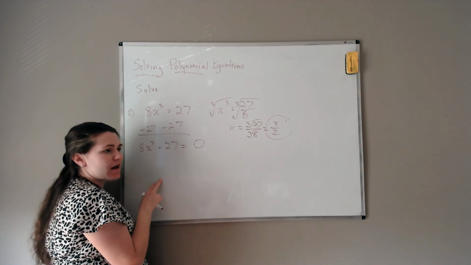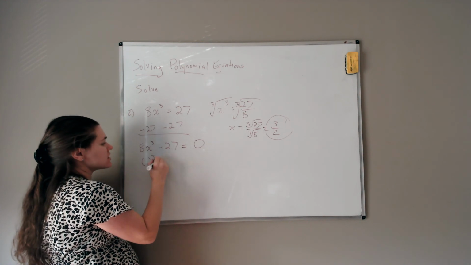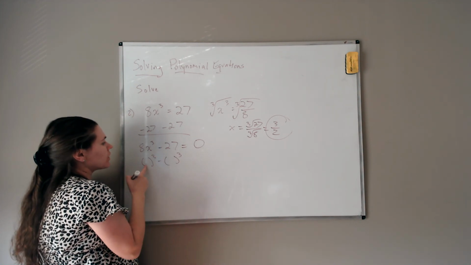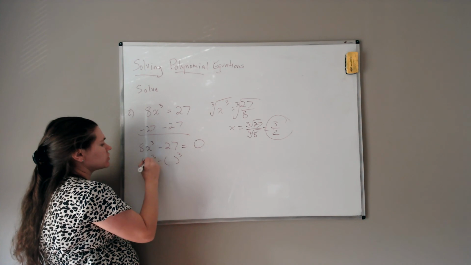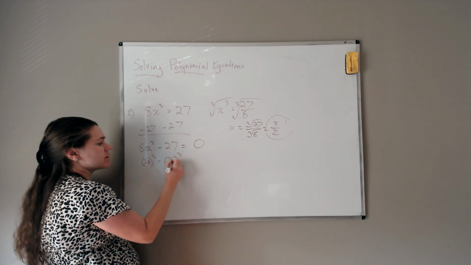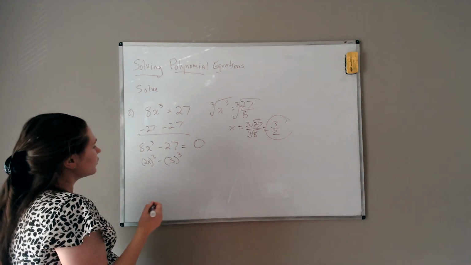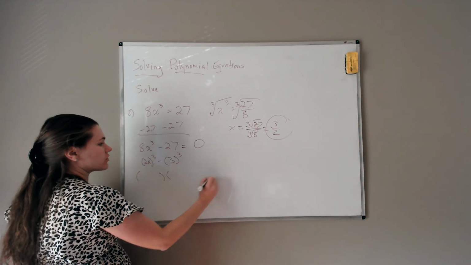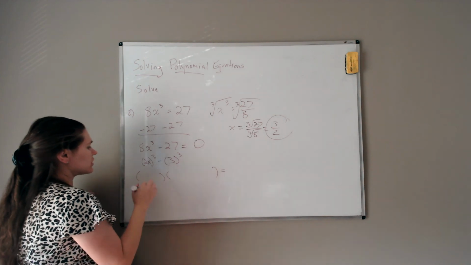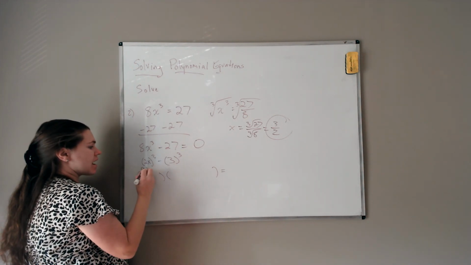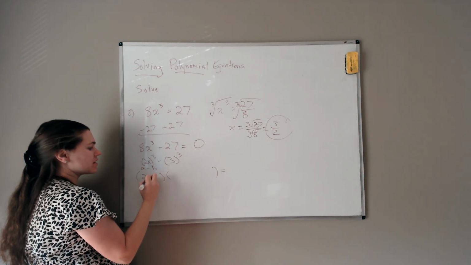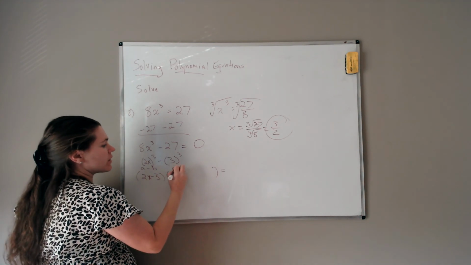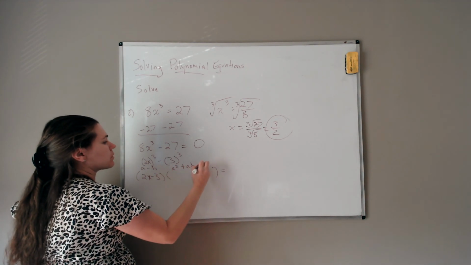There's no greatest common factor, and this fits the difference of cubes. So what to the third is 8x to the third? That would be 2x. What to the third is 27? That would be 3. So we factor according to the difference of cubes factoring pattern, which is a minus b, so it's going to be 2x minus 3, and then remember this is a squared plus ab plus b squared.